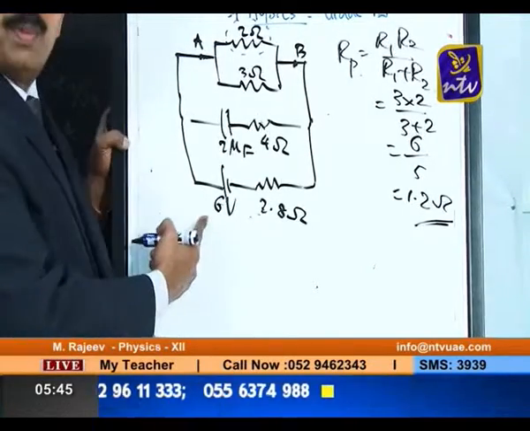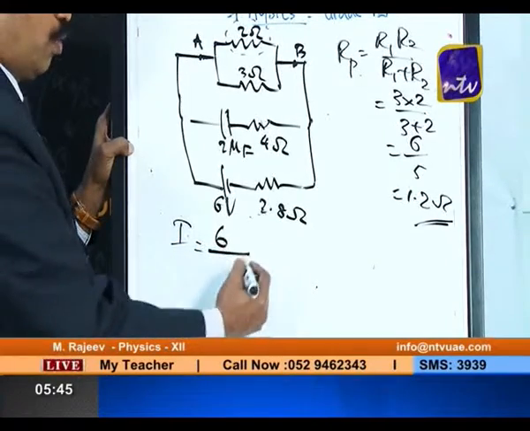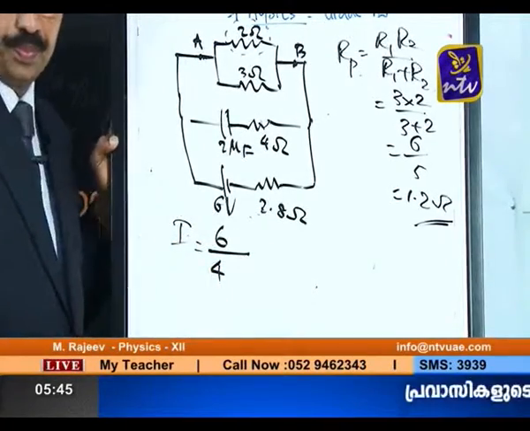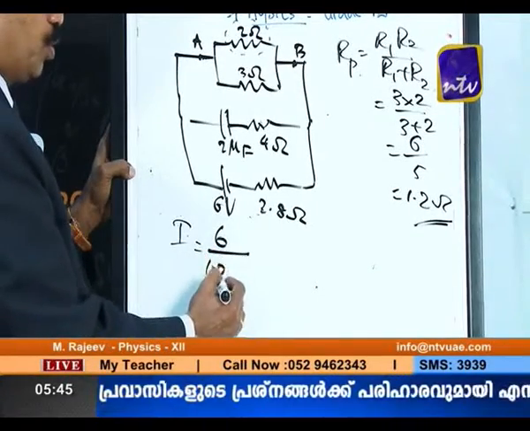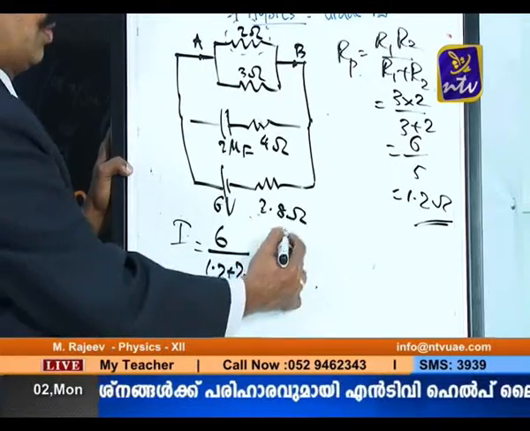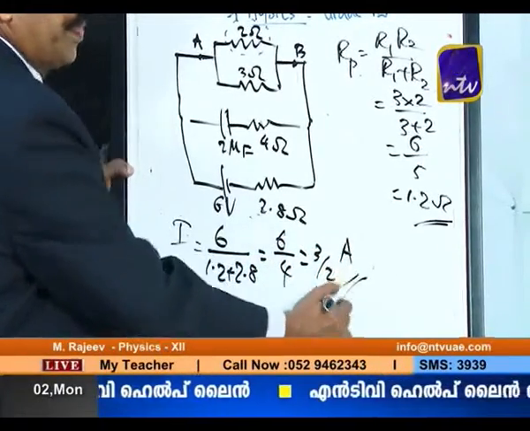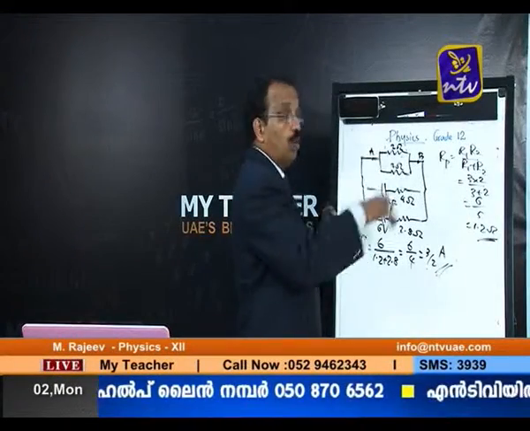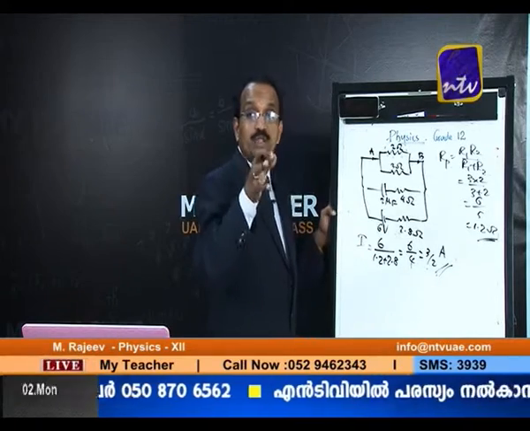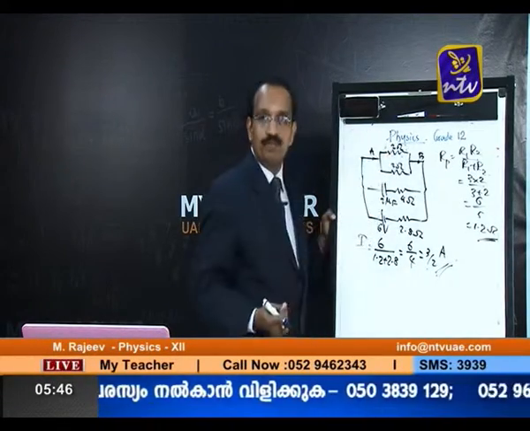And how about the total EMF? 6 volt. So what will be the total current then? Total current is total voltage divided by total resistance. Total resistance, how you get 4? That is 1.2 plus 2.8. So 6 by 4, that is 3 by 2 amperes. So 3 by 2 amperes is the current through the whole circuit. But again, see what's the question? Actual question is to calculate the current just through 2 ohms only.